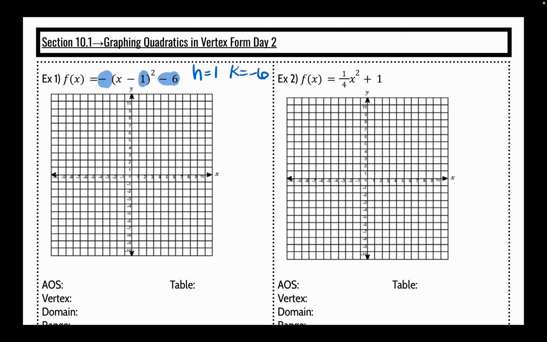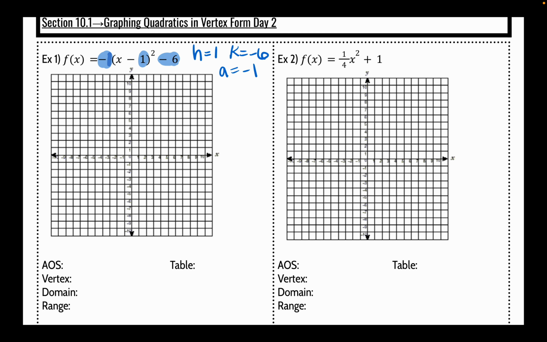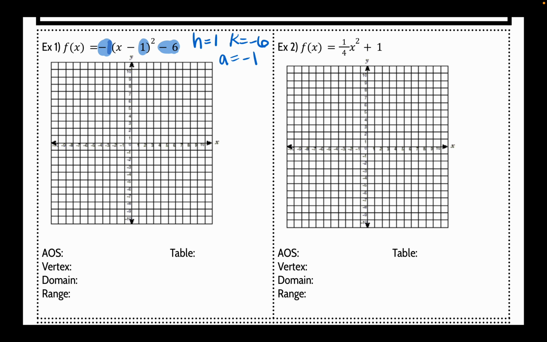So your h is 1 and your k is negative 6. This little negative right here represents a negative 1, which is your a. So a is negative 1. From that information, we know our axis of symmetry, we have to use our h values. So the axis of symmetry is x equals 1, and our vertex is 1, negative 6, because axis of symmetry is supposed to be x equals h, and our vertex is h, k.